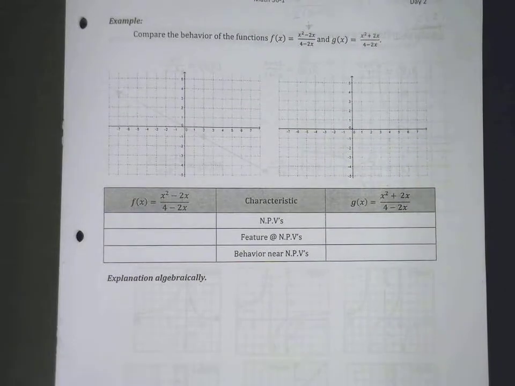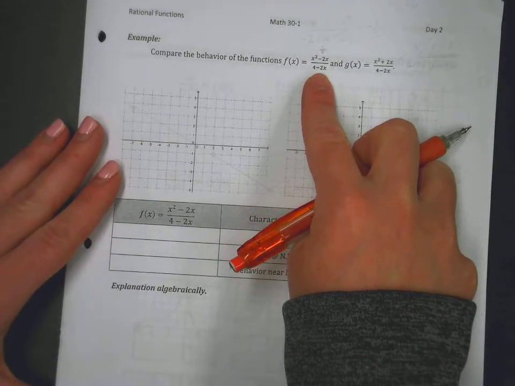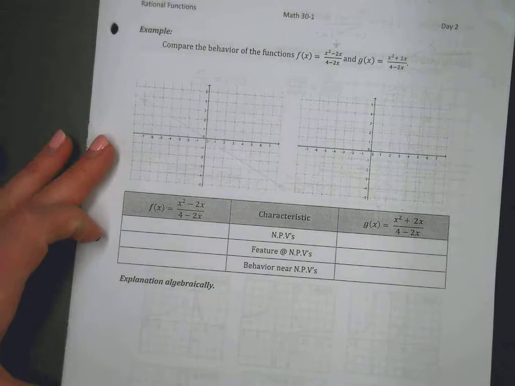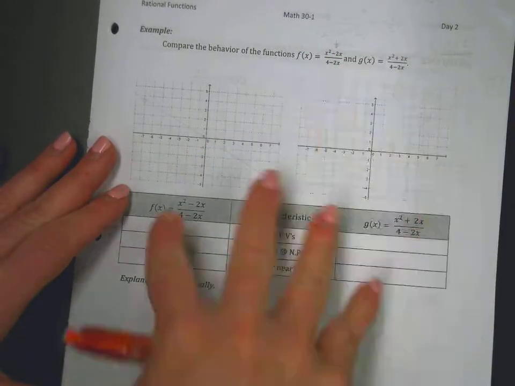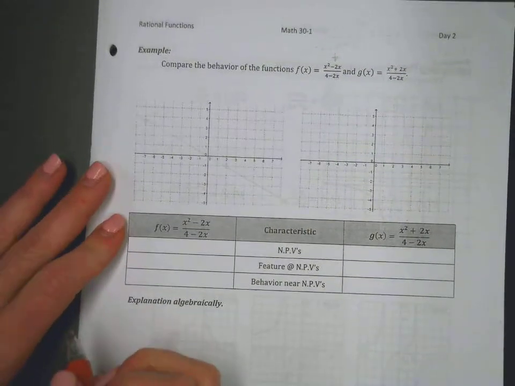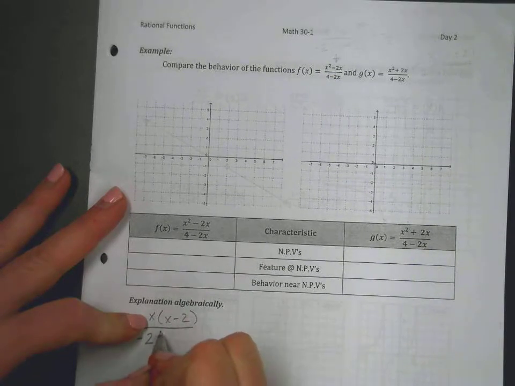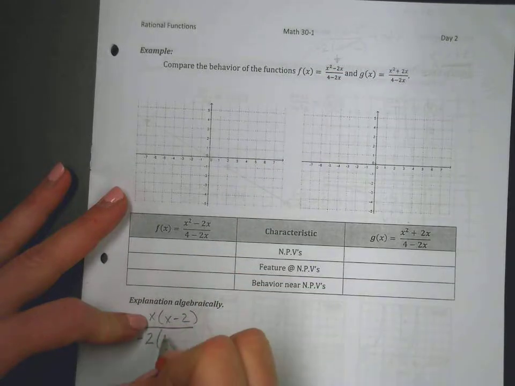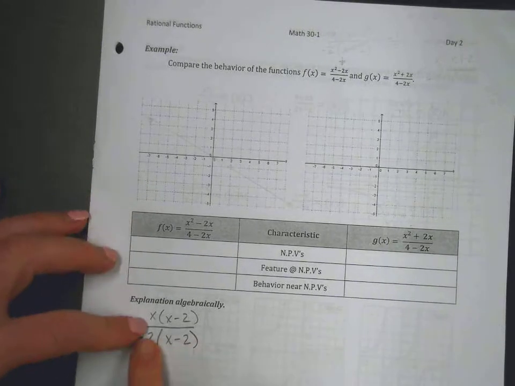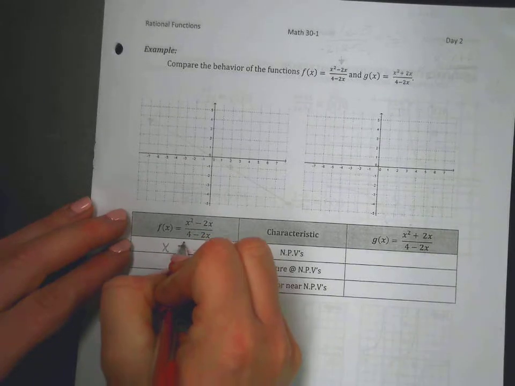All right, so let's compare two more functions. Compare the behaviors of the following functions: (x squared minus 2x) divided by (4 minus 2x) versus (x squared plus 2x) divided by (4 minus 2x). I'm going to explain this algebraically as I work through this problem. If I look at this first function and factor my numerator and denominator, I get x times (x minus 2), and I factor out a negative 2 in the denominator, leaving the same expression. When this is factored, I can talk about the non-permissible value of this function, which is x cannot equal 2.